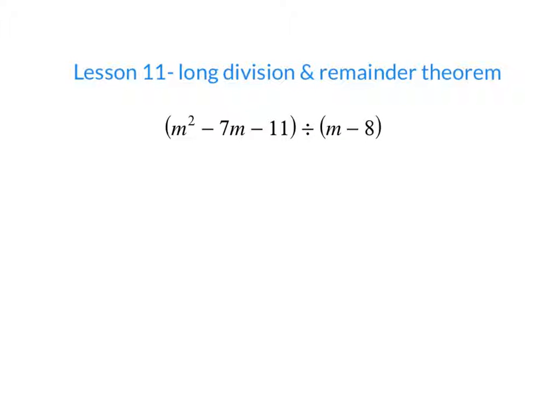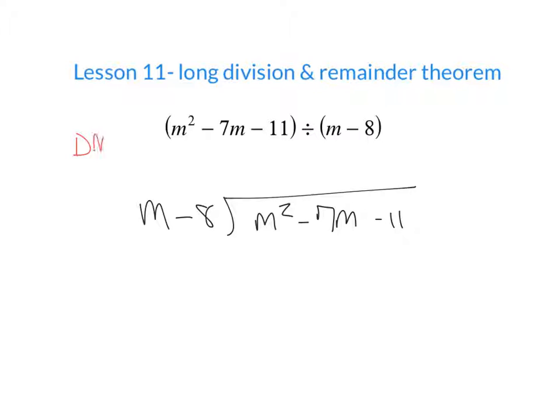Hey everyone, so I'm going to do a video on long division and the remainder theorem. So my first example, I want to divide m minus 8 by m squared minus 7m minus 11. So the three steps for long division are divide, multiply, and subtract.